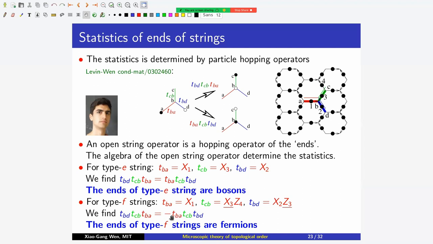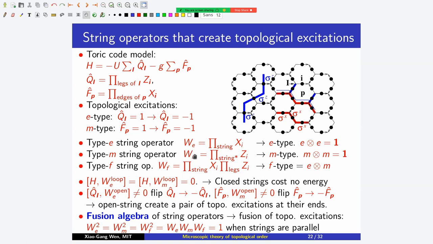Then we can check that the type E and type M string operators are bosons, and the combined type F string operator really gives us a fermion. So this hopping operator algebra is a way to determine boson or fermion.